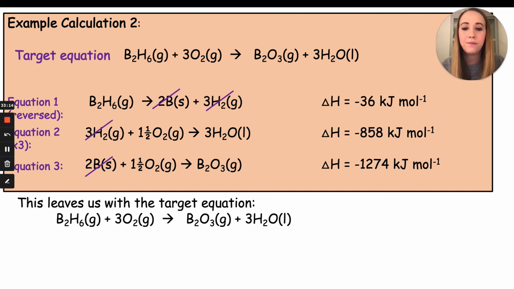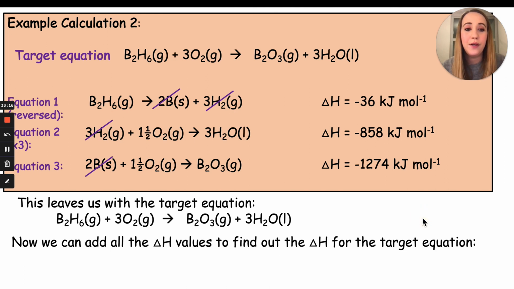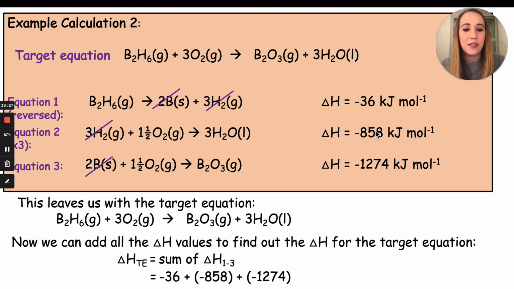So now, again, all we need to do at the very end is just add up all of our delta H values. This time these are all negative numbers, so it's negative 36 plus negative 858 plus negative 1274, which has given us negative 2186 kilojoules per mole.